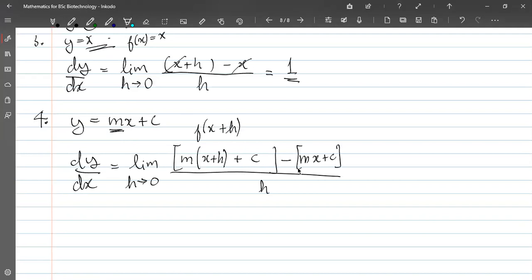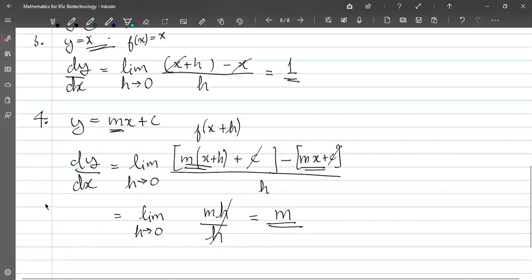Now c cancels out. So what remains is, you can see that the mx here also cancels out. So all that remains is mh in the numerator and h in the denominator. Again, they cancel out. So the final answer is m, as expected. This is indeed the slope of this line. So it works. Our generalization works because for the special case of a straight line, it gives the same answer as before.